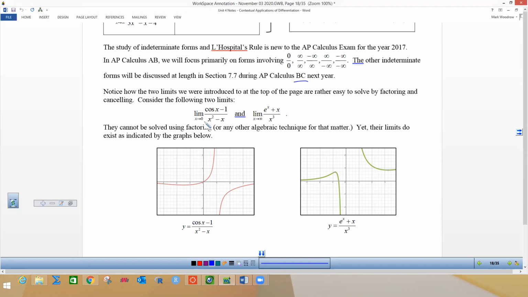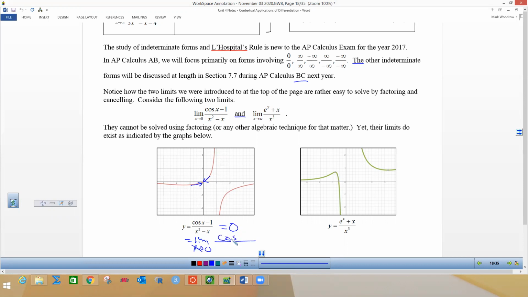If we want to find the limit as x approaches 0 of this thing, this is not going to be able to be solved by factoring. If you do cosine of 0, you get 1. So 1 minus 1 would be 0, and 0 minus 0 is 0 over 0. But if you look at this, as we approach 0 from the left, and we approach 0 from the right, the y value of this thing is 0.